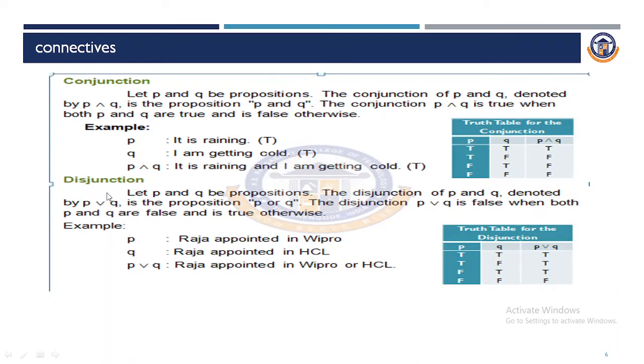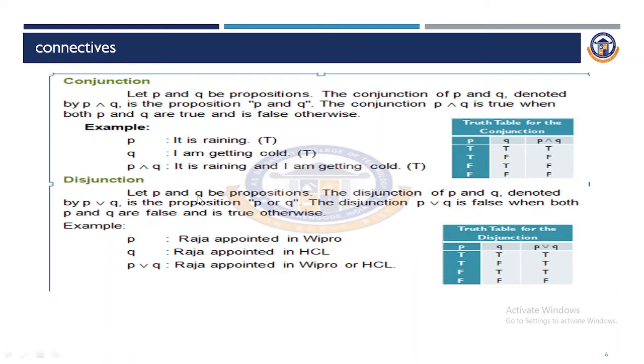Right? Next one, disjunction. Let P and Q be propositions. The disjunction of two propositions is also a proposition. It is denoted by P or Q, which is read as P or Q. What is the truth value? There exist two variables P, Q. So there exist 4 truth values: true true, true false, false true, false false. Then both false means false, otherwise true.